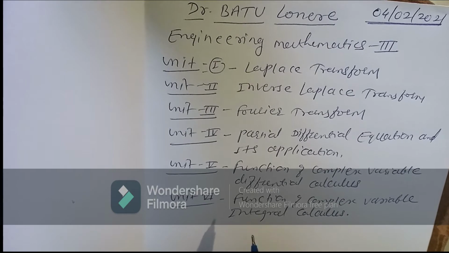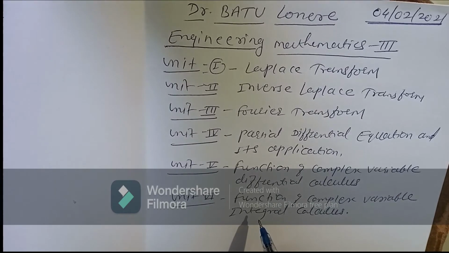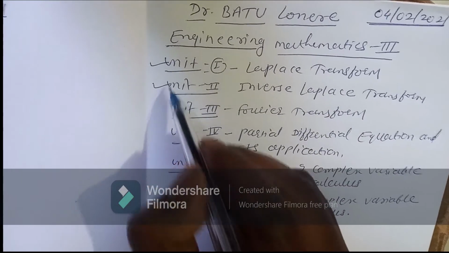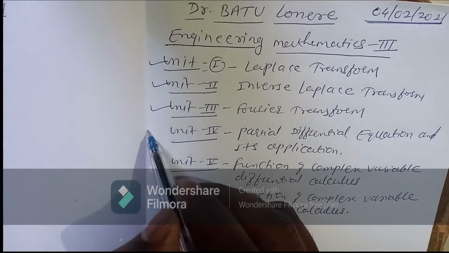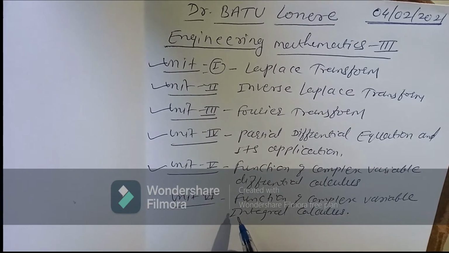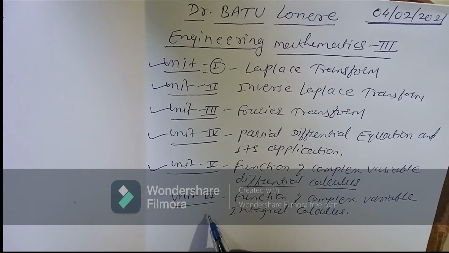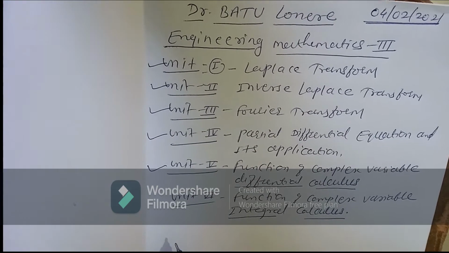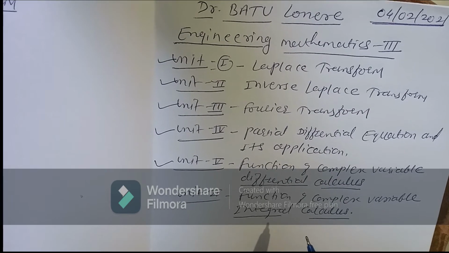Now, Engineering Mathematics 3 includes 6 units. The first unit is Laplace transform, second unit is inverse Laplace transform, unit number 3 is Fourier transform, unit number 4 is partial differential equation and its application, unit number 5 is function of complex variable, that is differential calculus, and unit number 6 is function of complex variable, integral calculus. Okay, so these are the 6 chapters that we have to cover in this video lecture series.